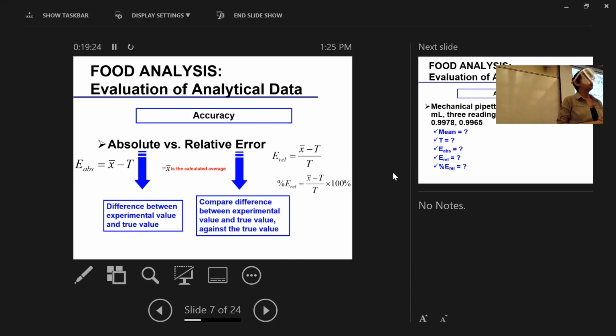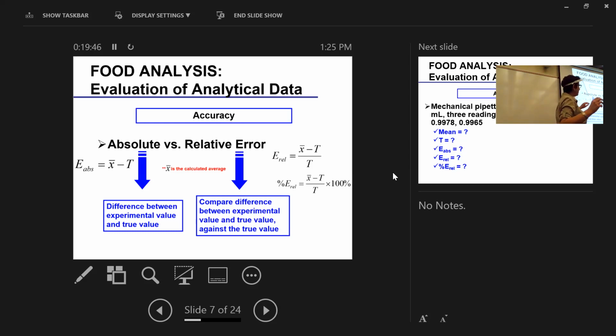T is true value. We get true value. Sometimes I tell you whatever is on the USDA for fat content is your true value. So compare your fat content in your cheddar cheese to that USDA cheddar cheese fat value. So that would be your true value, and that's your mean from analysis.